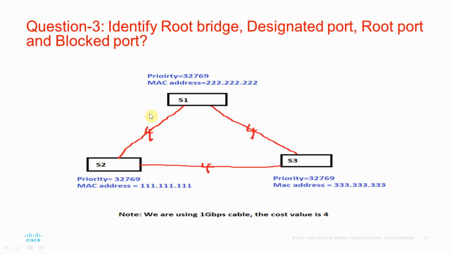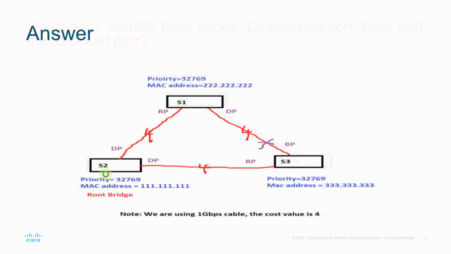What will you do? Open your eyes. See, MAC address of S2 is 1, MAC address of S1 is 2, MAC address of S3 is 3. So which one has less priority? S2. This will become the root bridge.